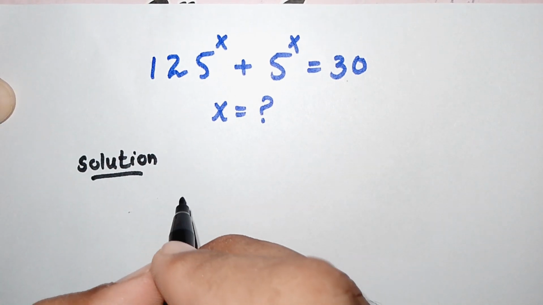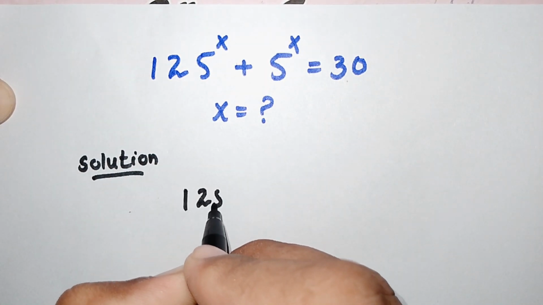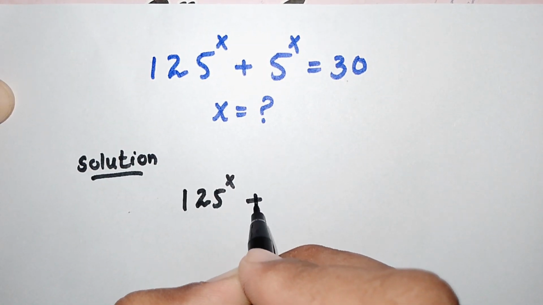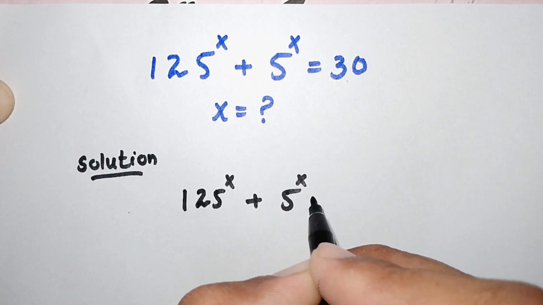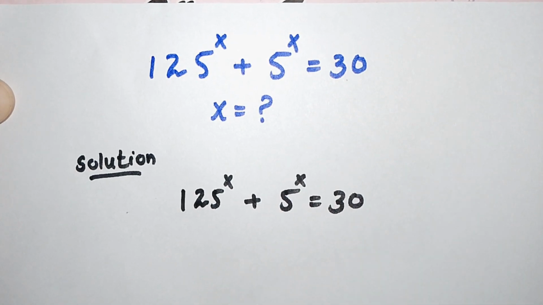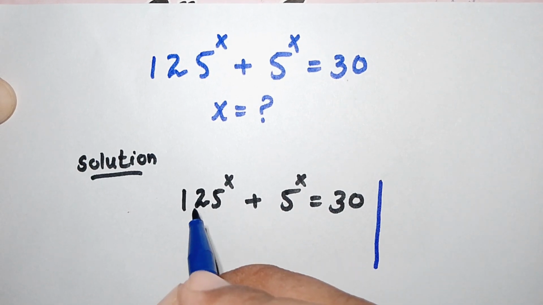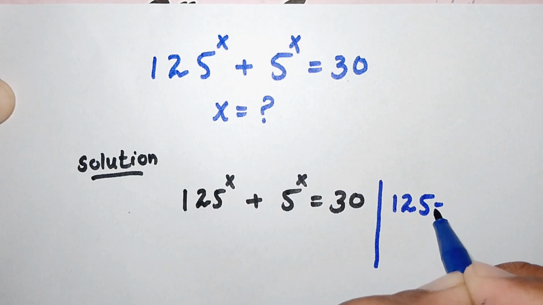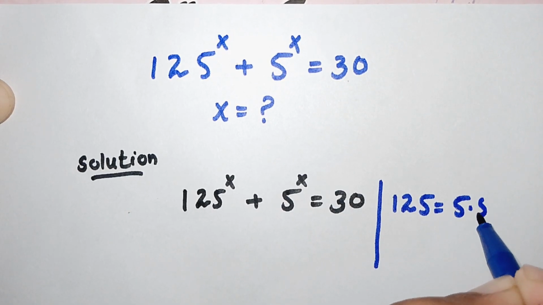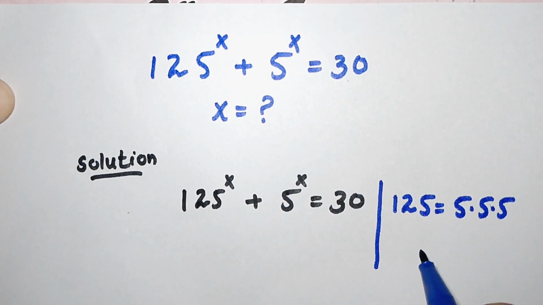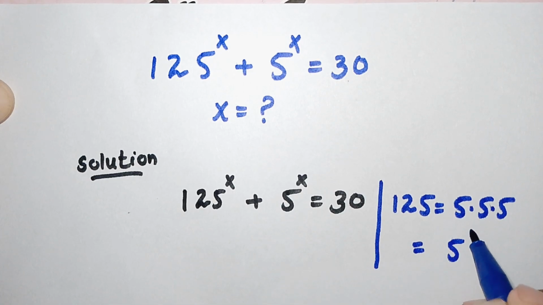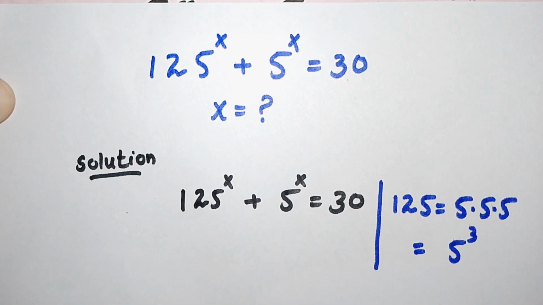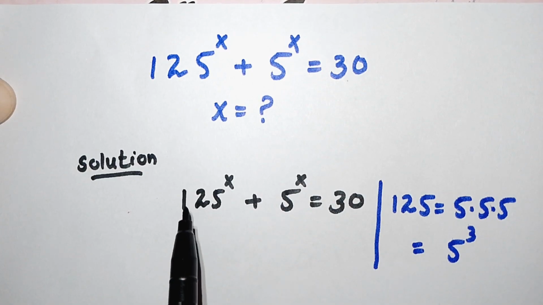So the question is 125 to the power of x plus 5 to the power of x, which is equal to 30. Now, to solve this interesting question here, we know that this 125 is also equal to 5 times 5 times 5, which is equal to 5 to the power of 3. So here we have to put 5 to the power of 3 in place of 125.